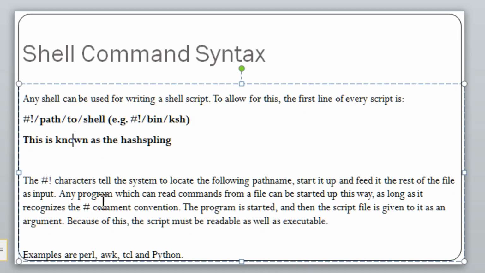Any program which can read comments from a file can be started up this way as long as it recognizes the hashtag or pound sign as a comment convention. The program is started, and then the script file is given to it as an argument. Because of this, the script must be readable as well as executable. Some examples of this are Perl, Awk, TCL, and Python.